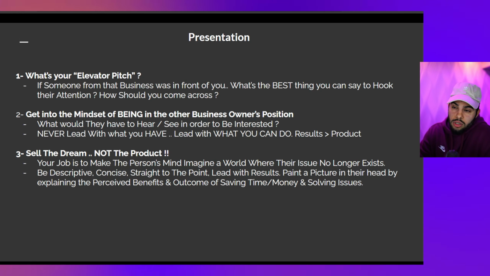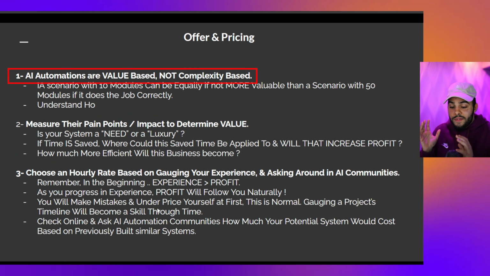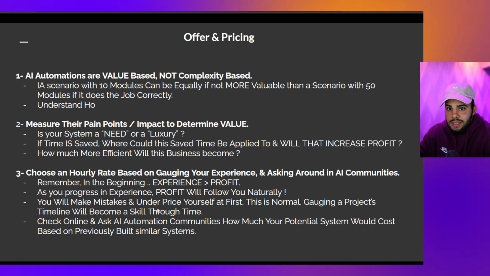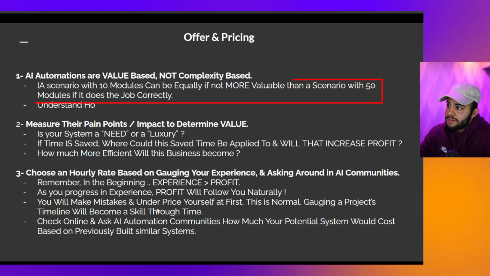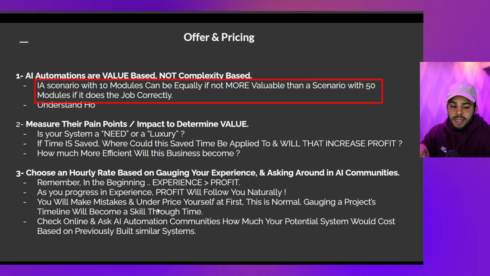So now that we talked about presentation, let's talk about offer and pricing. Remember, AI automations are value-based and not complexity-based. Just because you have a super long, complex workflow automation with 30,000 modules in it does not mean that it's worth more than one with 10. If the workflow automation has 10 modules and solves that pain point, then it's worth the same amount as the one with 30,000 modules.